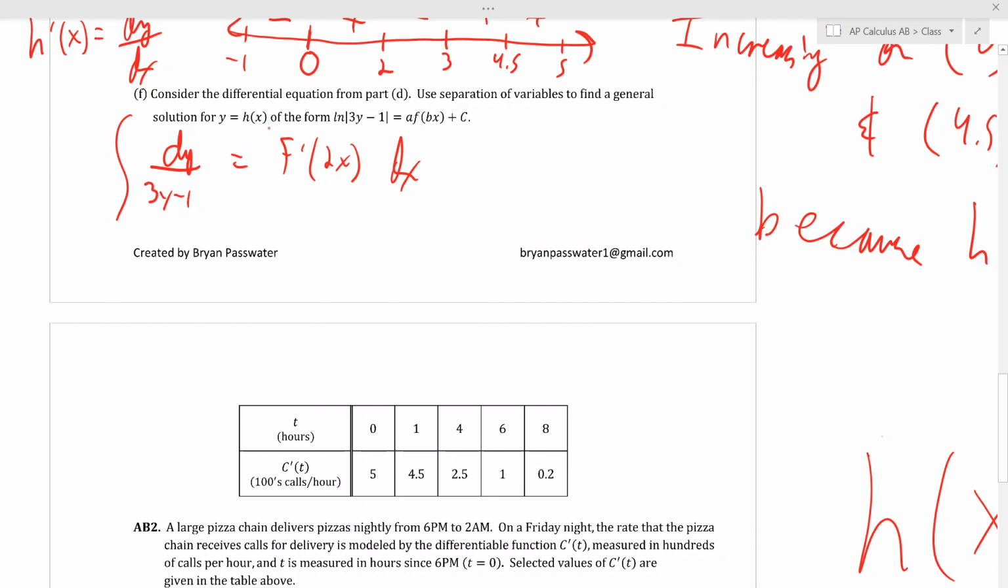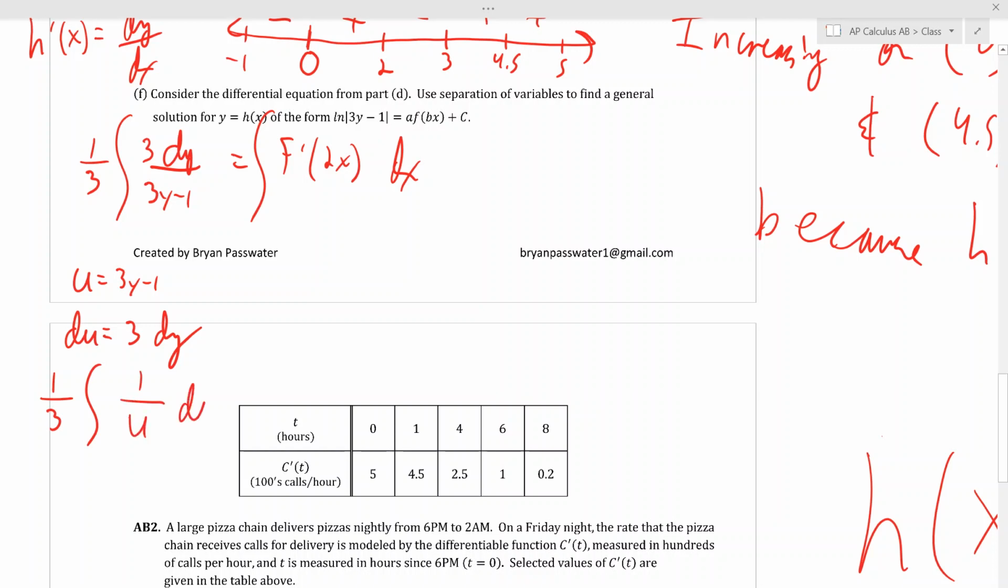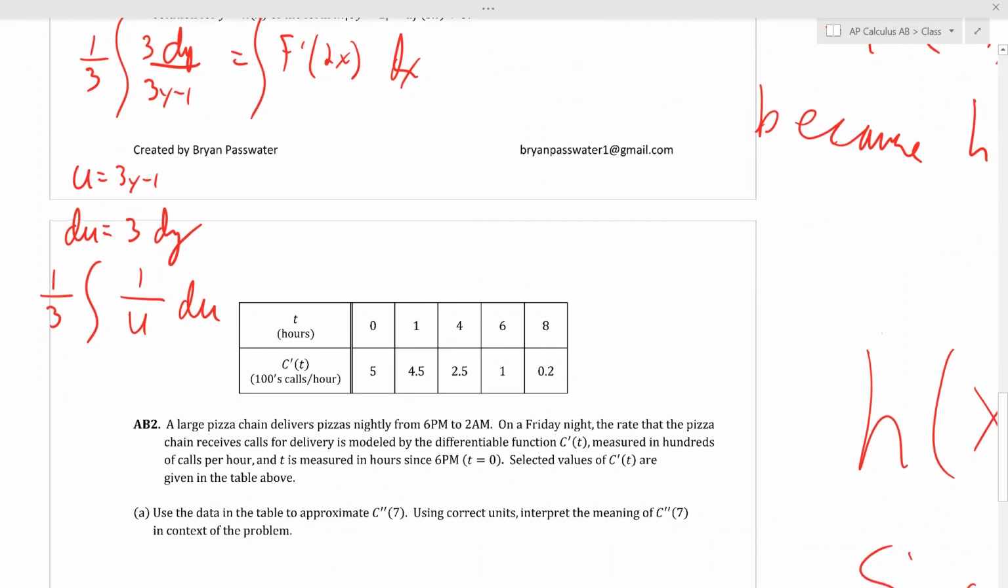So we're going to integrate this side, we're going to integrate this side. Both of them require a u substitution. So here, on this side, u has to be 3y minus 1, which means du has to be 3dy. We don't have a 3, which means I got to put a 3 here, which means we got to put a 1/3 out front. So this integral is not hard. It becomes 1/3 the integral of 1 over u du. And just to finish that out, that means this side is going to become 1/3 ln of u plus c.